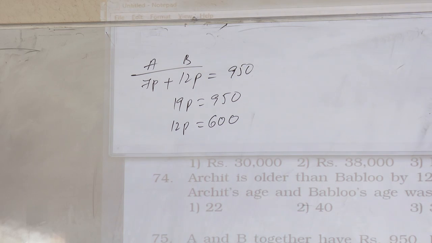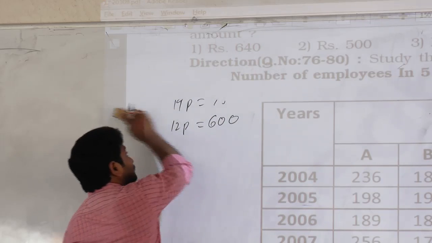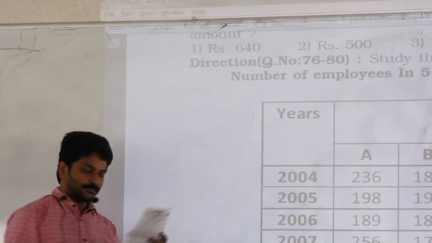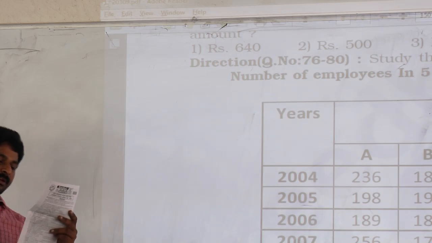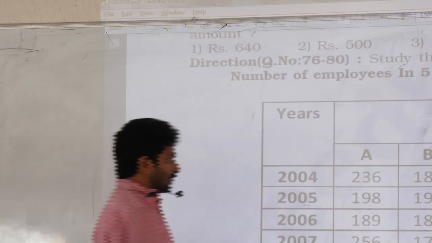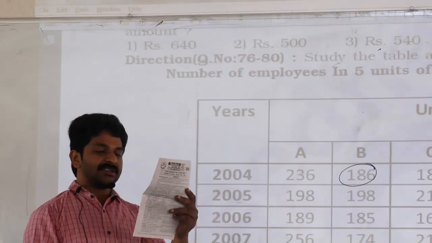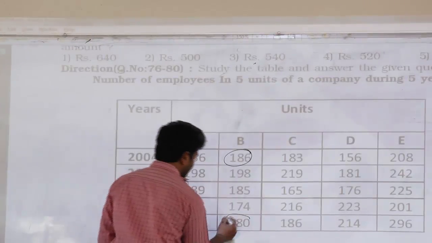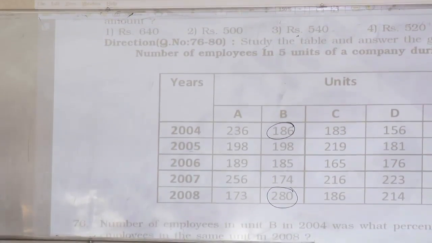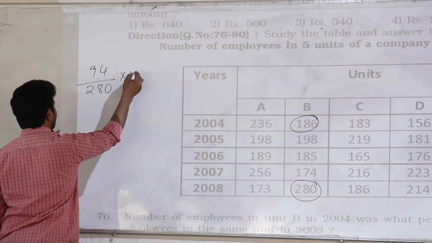Next. The number of employees in unit B in 2004, this is 186, was what percent less than number of employees in the same unit in 2008? In 2008 we have 280. 186 is how much less than 280? 94. Less from where? 280. Percentage, so into 100.